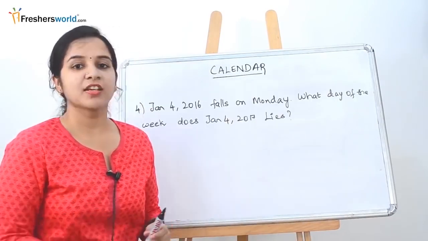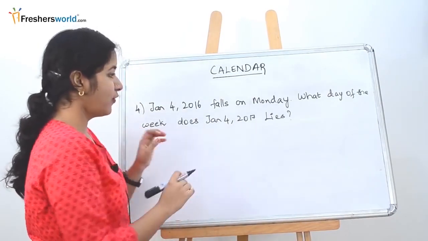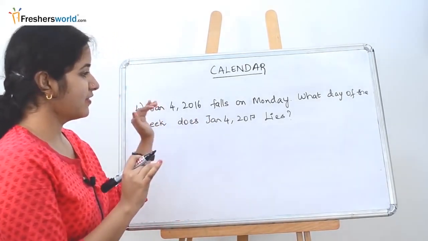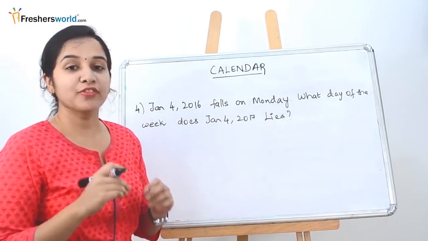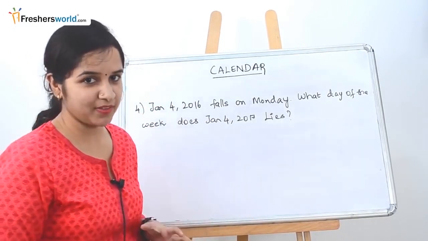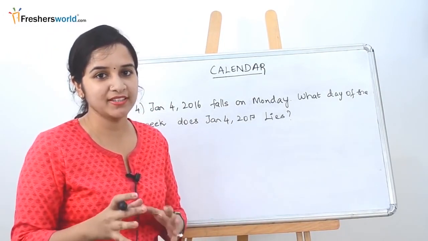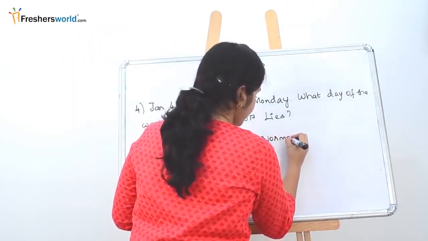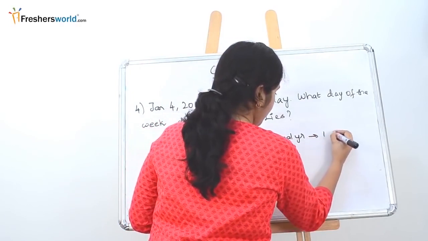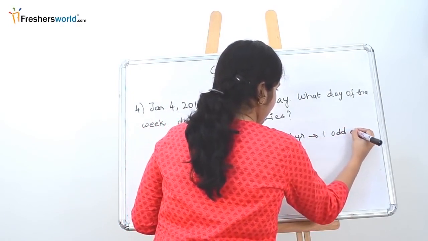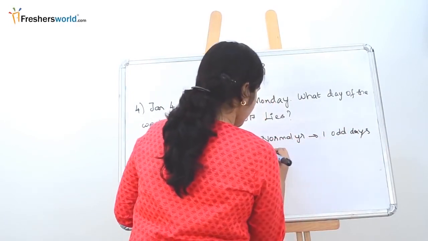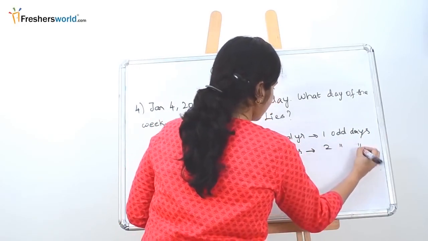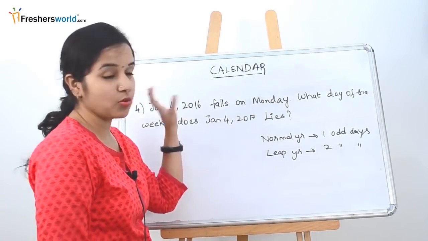Let's solve another sum. So the next question is, Jan 4 2016 falls on a Monday. So what day of the week does Jan 4 2017 lie on? If you have seen our calendar first part video, it would have discussed the odd days in a normal year and a leap year. So in a normal year, we have one odd day. In a leap year, we have 2 odd days. So this is going to be the basis for solving this sum.